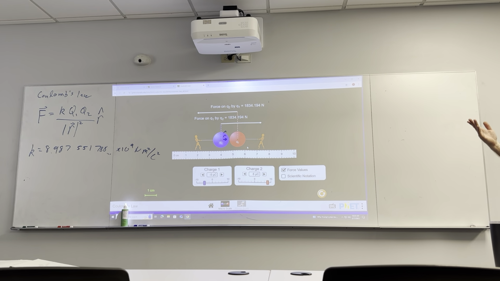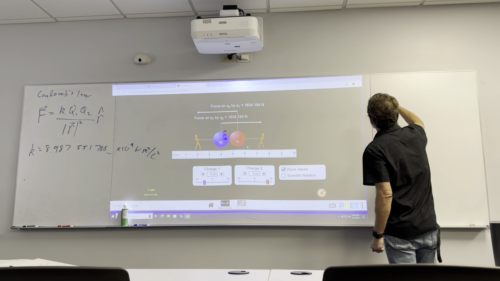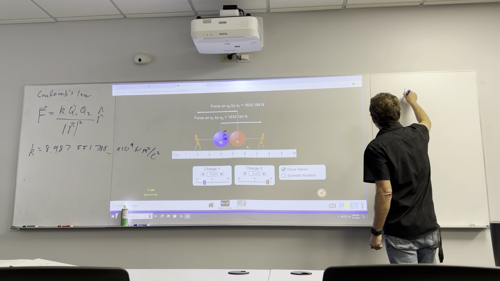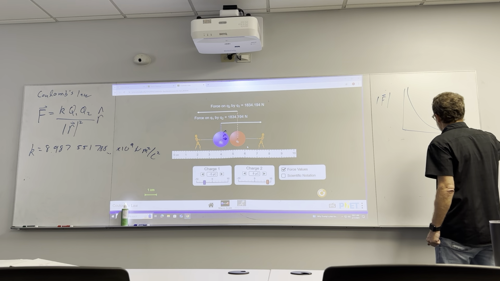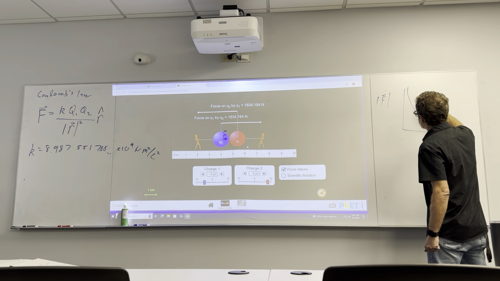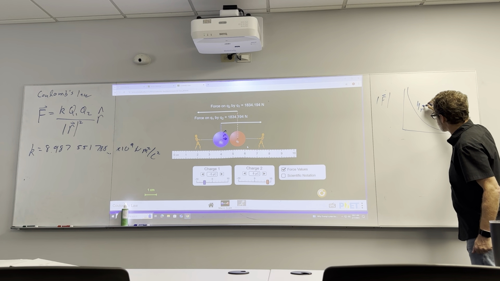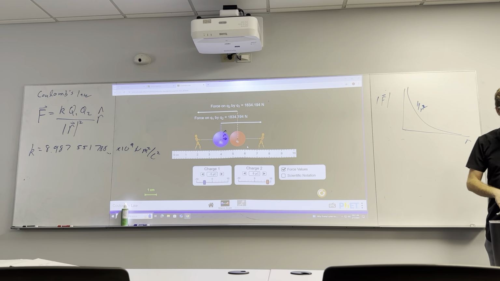So if I have two charges, you can see the force gets bigger as they get closer together. It's a 1 over r squared relationship. So if I graph the magnitude of force as a function of distance, it's a 1 over r squared law like that. So it's very strong close in, and it falls off as you get further apart.